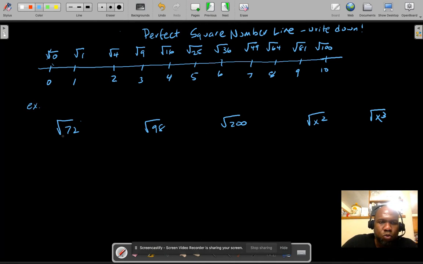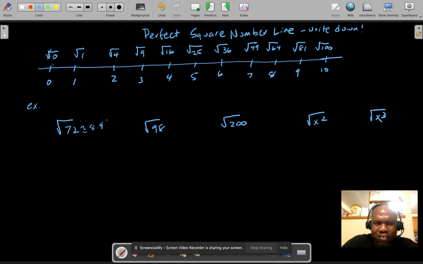Okay, we have the square root of 72. So the first step is you want to check to see if it's a perfect square. So if I look on this number line here, I have 72. 72 is between 64 and 81, and that's not a perfect square, so I know it's not a perfect square. So if I want to estimate that by using this perfect square number line, I can see that it's 8 more away from 64, and it's 9 away from 81. So that's like 8.4.